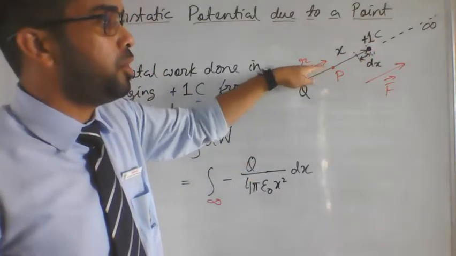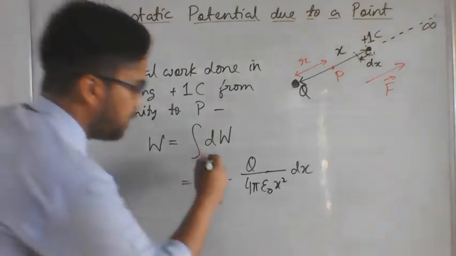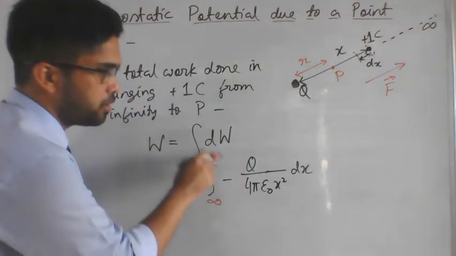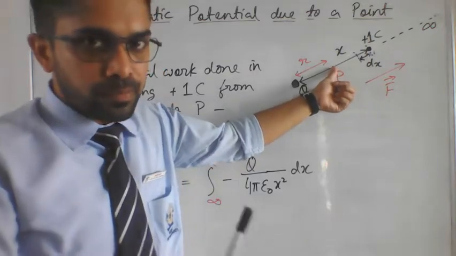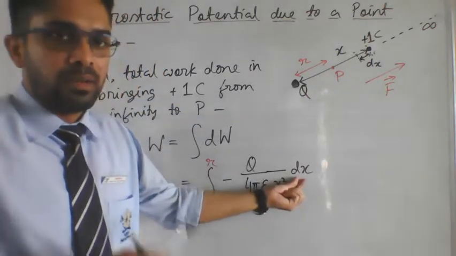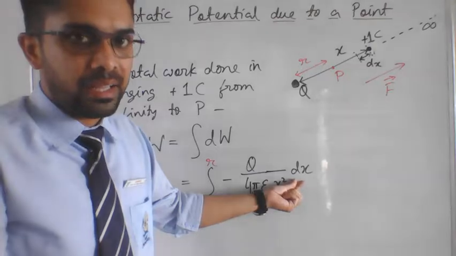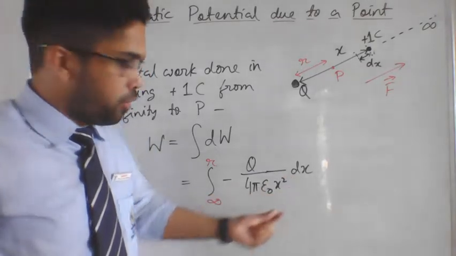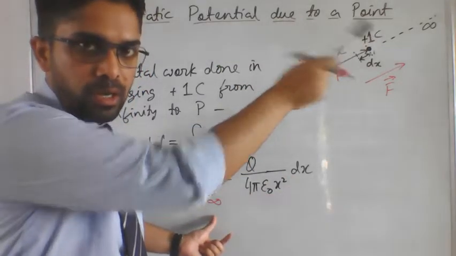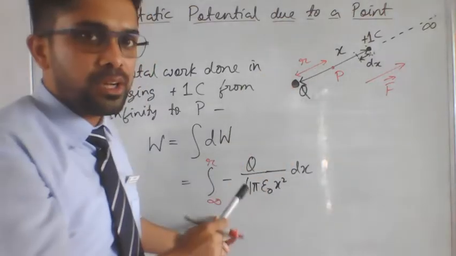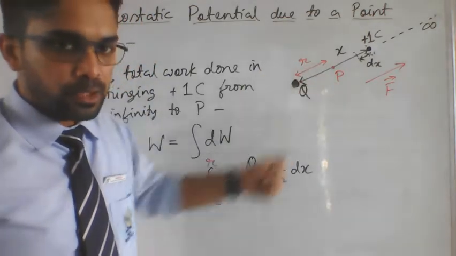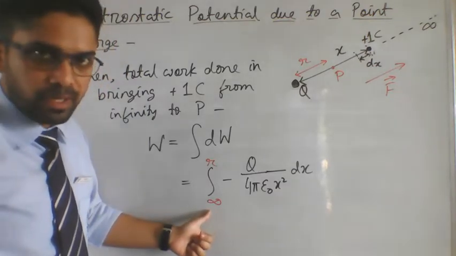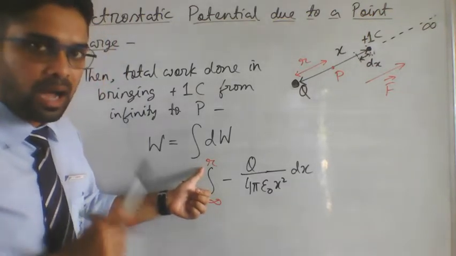And what is the distance to the point P? R. So our upper limit, or the final boundary of our integration, will be at a distance R. So our integration, the dx, the displacement that we are adding, this addition will start from a distance of infinity, from where our particle is coming, and this integration will end at a distance of r, meaning at the point P. So this is what we call the lower limit of integration, and this is what we call the upper limit. Okay?